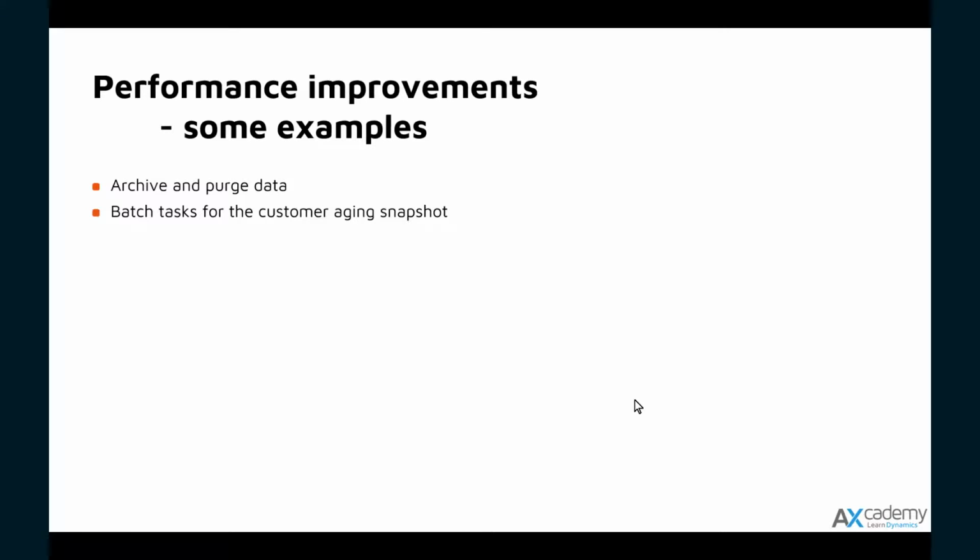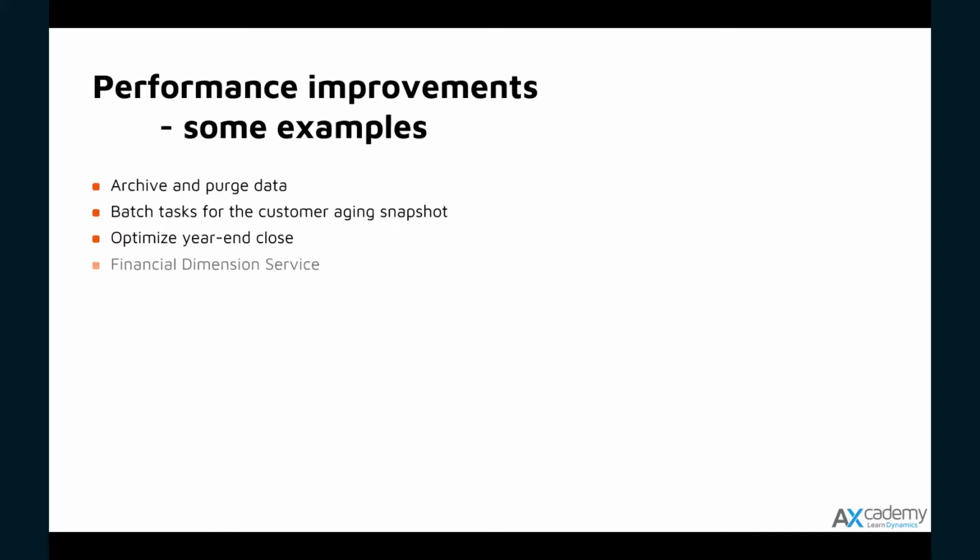And then smaller details, performance improvements. Of course, archive and purge data will dramatically increase the performance. If you have historical data, you're still able to find it, but you're down to 5 years or whatever it takes. Best task for customer aging snapshot. I'm a big fan of the workspace with the customer credit and collection. Customer aging snapshot, if you've got 1 million customers, could take a while. And now it's possible to split the batch job, to optimize the calculation of the customer aging snapshot.